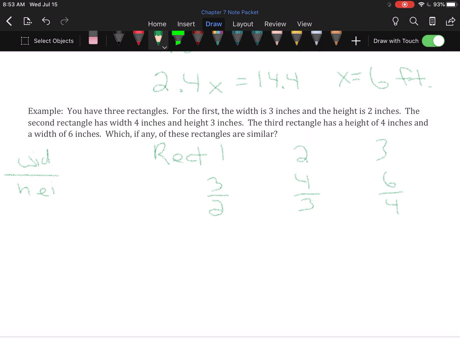So the question here: if they're similar, then these ratios should reduce to be the same thing. Well, 3/2 is simplified. 4/3 is simplified. 6/4 can simplify to 3/2. So do any of these 3 rectangles have the same ratio? Yes. Rectangles 1 and 3 are similar because the ratio of their width to height both reduce to the same fraction, 3/2.